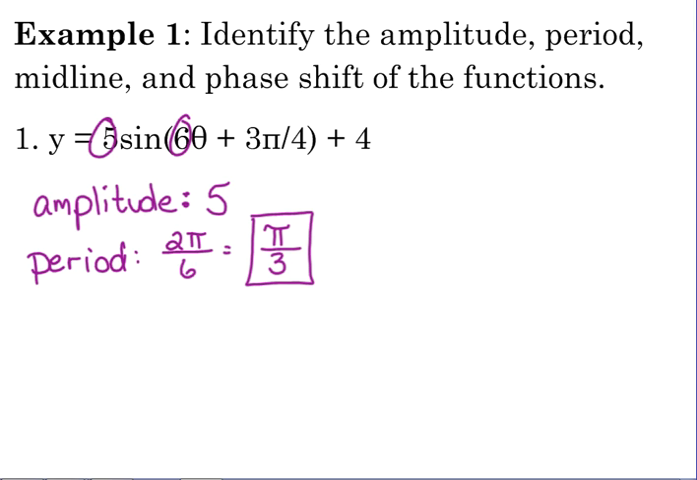We have shrunk this horizontally. We have really squished it. And remember, those transformations on the x variable are the opposite of what we expect. We expect multiplying by 6 to make it bigger. It actually makes it smaller. Okay, it's always the opposite.